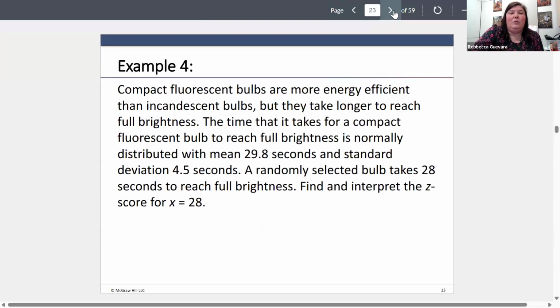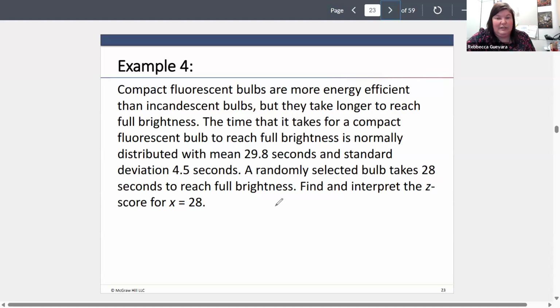Okay, so we're going to talk about looking at a Z-score and doing some interpretation on it. Compact fluorescent bulbs are more energy efficient than incandescent bulbs, but they take longer to reach full brightness. The time it takes for a compact fluorescent bulb to reach full brightness is normally distributed with a mean of 29.8 seconds and a standard deviation of 4.5 seconds. A randomly selected bulb takes 28 seconds to reach full brightness. We want to find and interpret the z-score for 28.